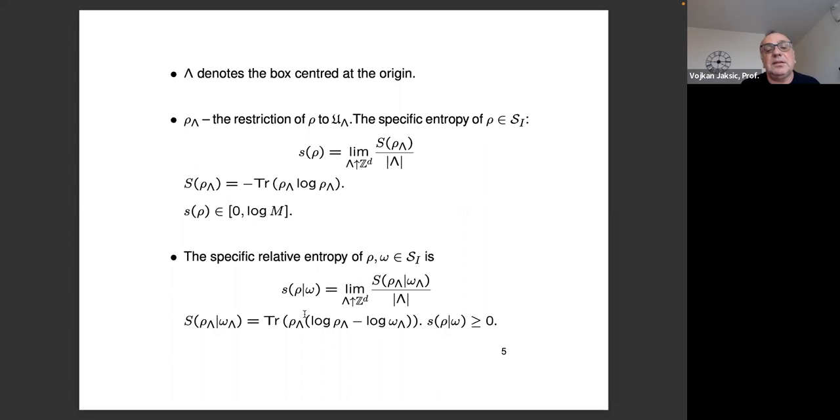And then if the limit of the relative entropy of the restrictions per unit volume exists, we call it the specific relative entropy of rho with respect to omega. The limit may fail to exist. And also it may take the value plus infinity. So the definition assumes that the limit exists. If the limit exists, you always end up with a number that is bigger or equal than zero. And that plays a role.